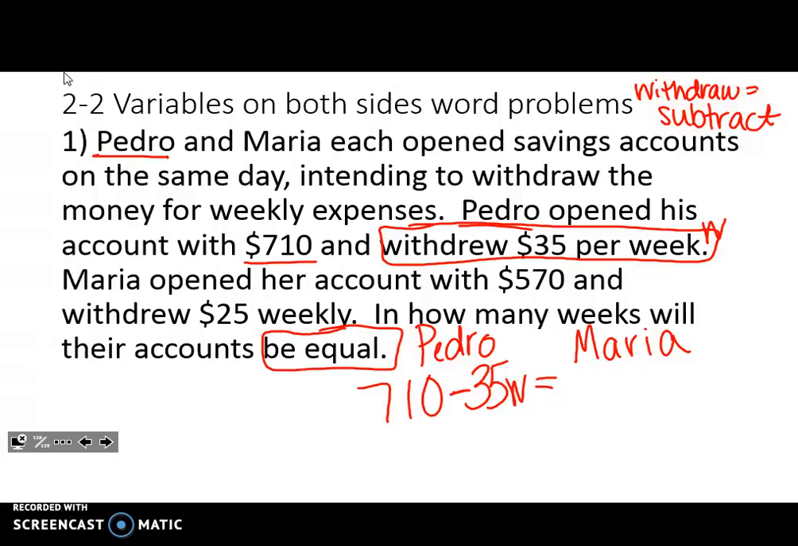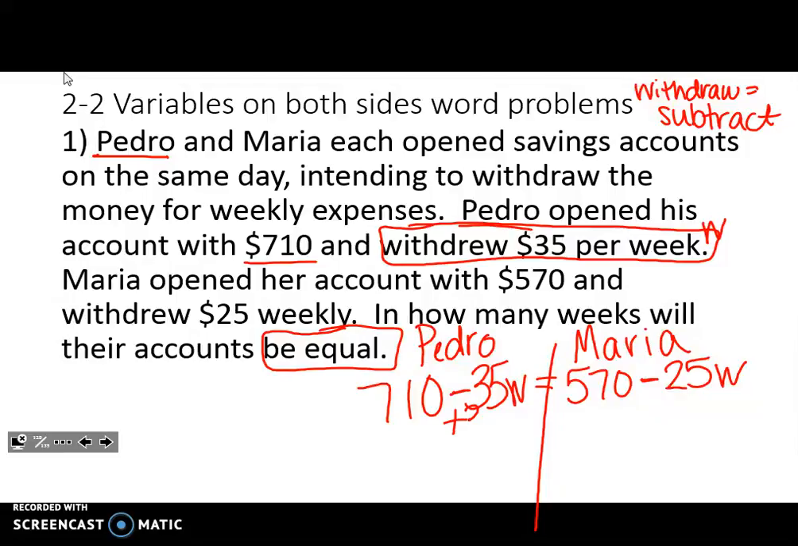So now we're going to talk about Maria. Maria opened her account with $570, and she withdrew $25 weekly. So they want to know in how many weeks will they be equal. So we're going to go ahead and solve.